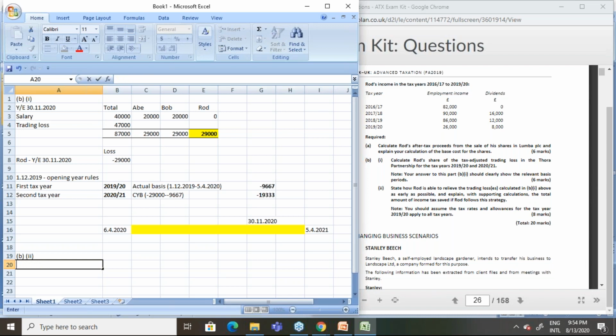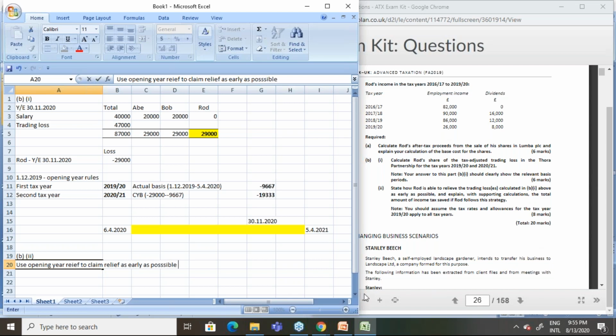No, we shouldn't say that most beneficial. The requirement is the relief that you can claim as early as possible. Use opening year relief to claim relief as early as possible.